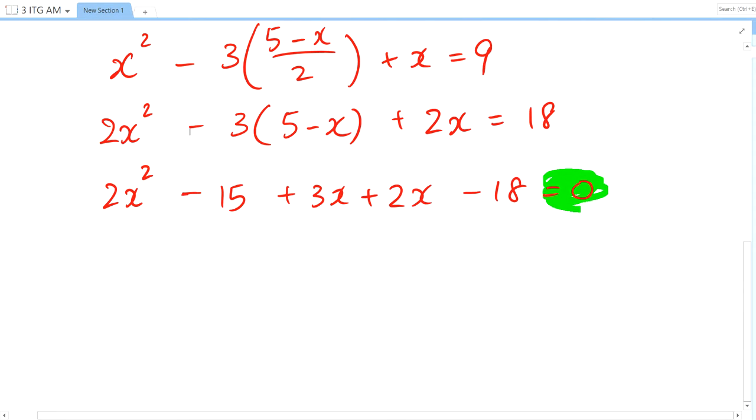Okay, so from here, I will want to group all my like terms together. So I have 2x squared plus 5x minus 33 equals to 0. Right? Yes?